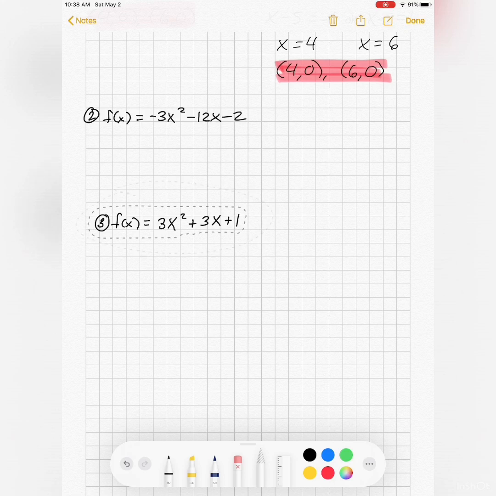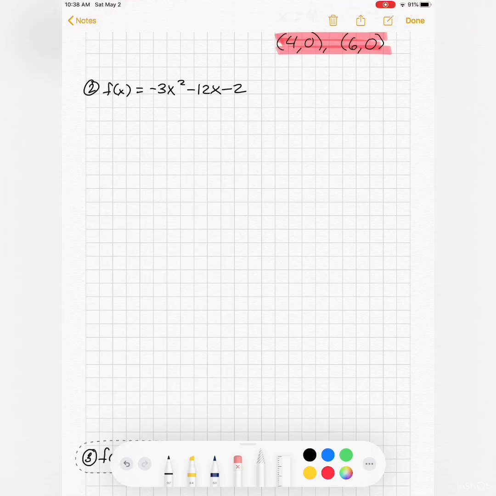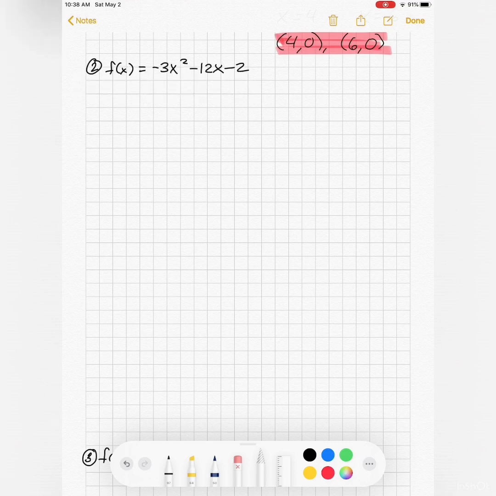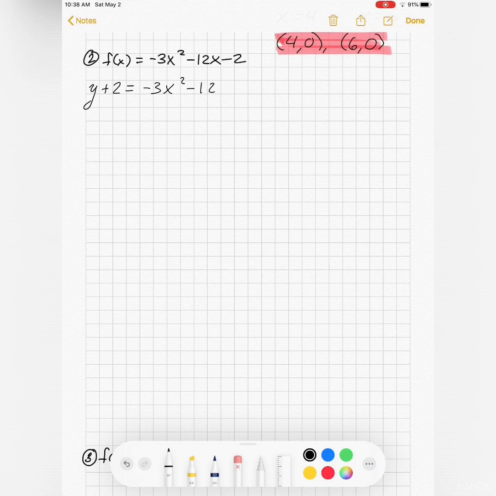So what's next? Okay, so here's another one. Same instructions. Let's start by putting this in standard form by completing the square. Okay, so remember the first thing we do, we move the constant. So y plus 2 is -3x squared minus 12x.